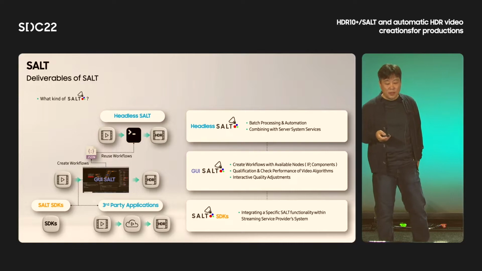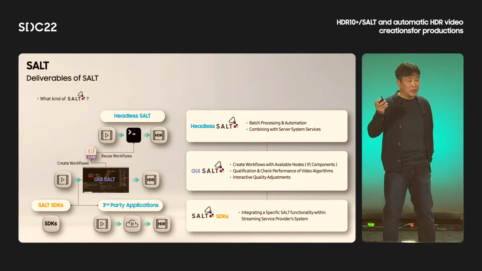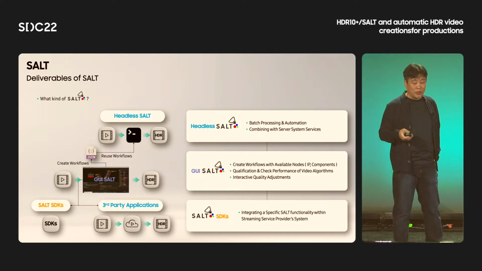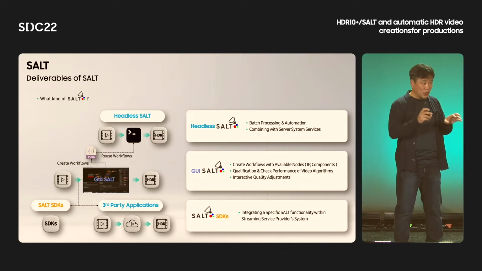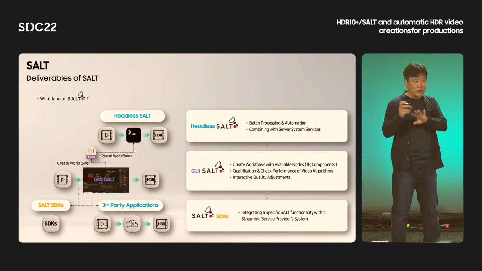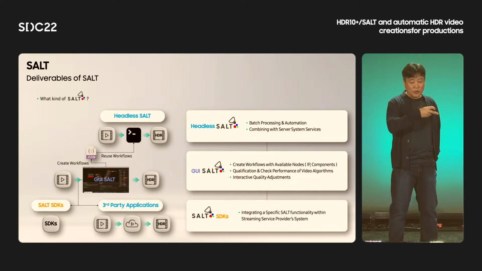So this is the actual deliverable that we can make with the current SALT. We have three types of deliverables. First, the GUI-based SALT, which means you can modify the workflows by yourself, because it's a node-based interface, so you can make any order of processing, and you can configure each node. The node here is actually the algorithm. So with a combination of algorithms, you can build the actual processing pipeline.